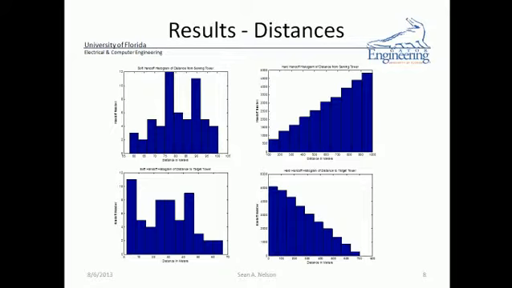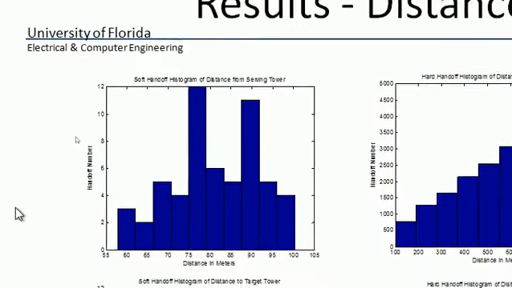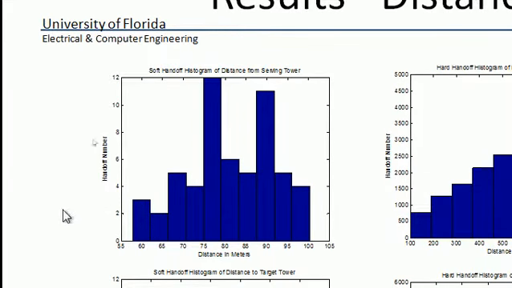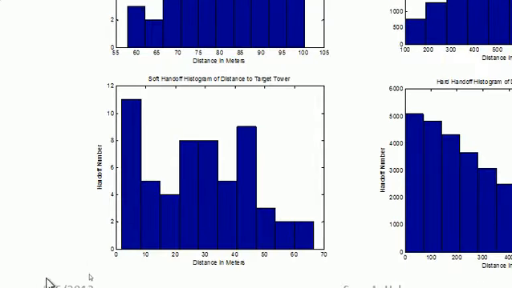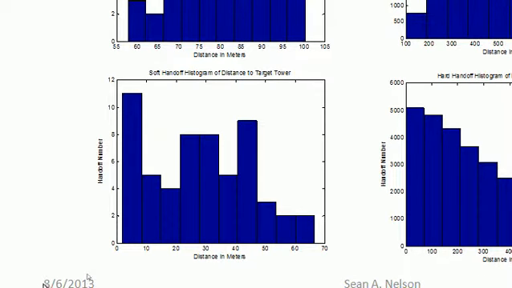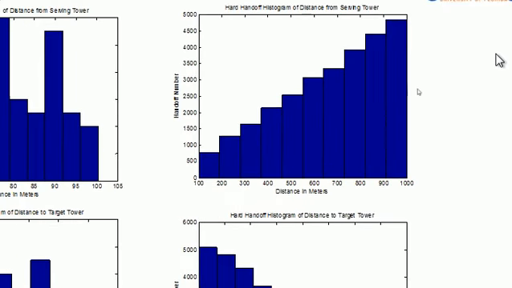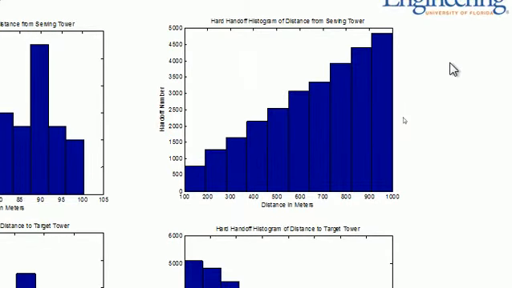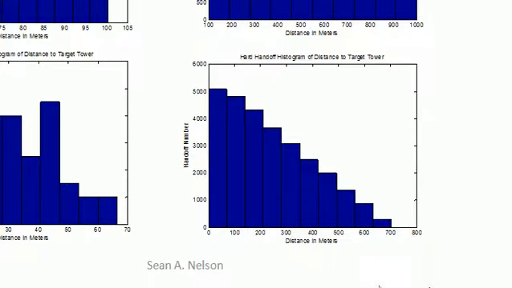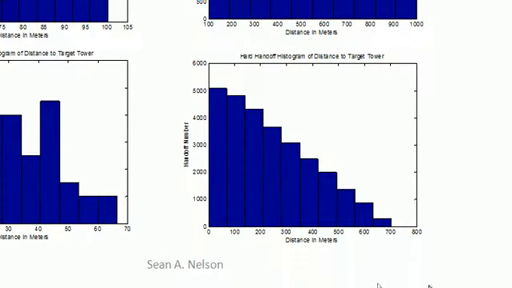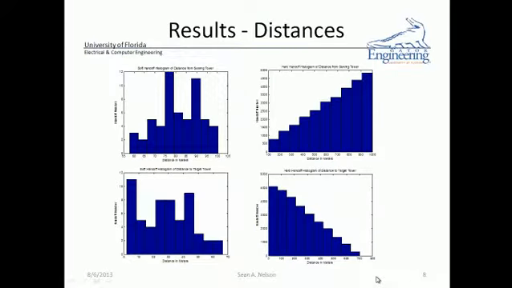For the distances, again, the soft handoff is over here on the left, and this is for the serving tower here on top, and you see it operates between about 60 meters to 100 meters, and then the target tower is between about 2 to about 68 meters, whereas in the hard handoff it has between 100 and 1,000 meters, and the target tower is between 0 and about 700 meters. So again, much narrower band for the soft handoff than the hard handoff.